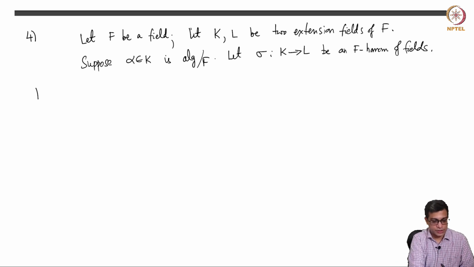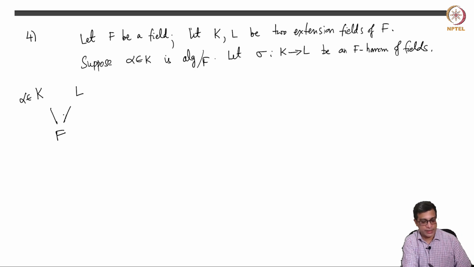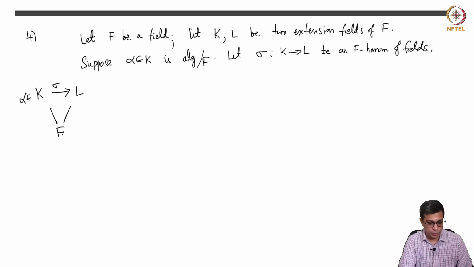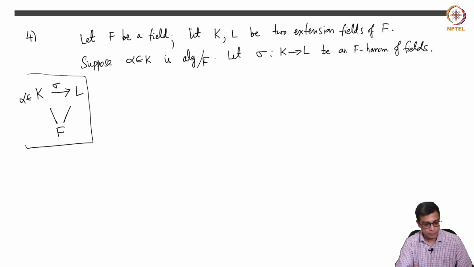Okay, so the situation is this. So you have K and L are two extensions of F. Alpha is in K, it is algebraic over F. I am not saying K is algebraic over F because that's not required for this. I am only going to use the fact that this particular element alpha is algebraic over F and sigma is an F homomorphism. Every time I draw a picture like this, it is understood that sigma is an F homomorphism.